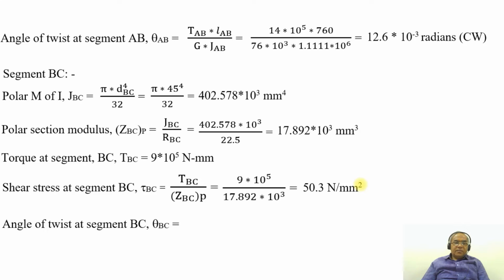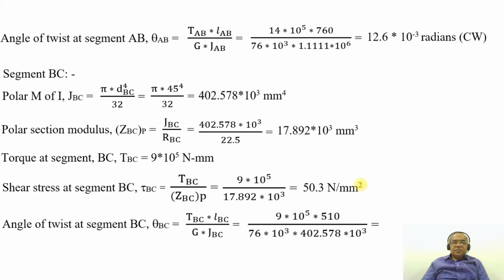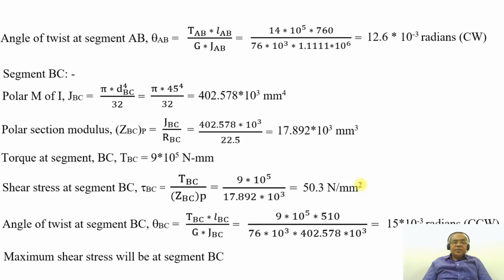Similarly, the angle of twist theta BC will be equal to TBC into length of BC by G into JBC. So substitute the values now, which is 9 into 10 to the power of 5 into 510 by G, which is 76 into 10 to the power of 3 into 402.578 into 10 to the power of 3, which will be equal to 15 into 10 to the power of minus 3 radians, which is in the counterclockwise direction because it is a positive value.